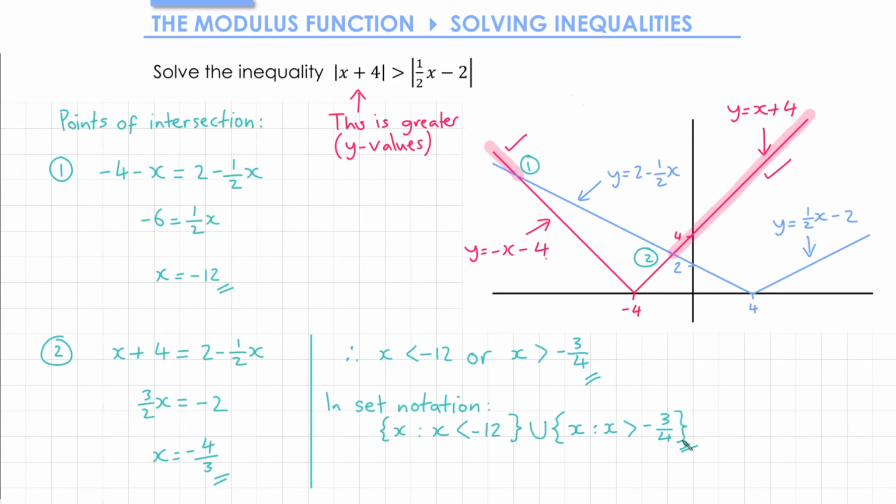Finally, we'll write it in interval notation. For interval notation, we say x is an element of, and then if x is less than minus 12, that means it could take any value between minus infinity and negative 12. We use a curved bracket as it can't be equal to 12. And again, we use the union symbol, and then we know it's any value bigger than minus 3/4. So we use a curved bracket for minus 3/4, and then we use infinity for the second part.